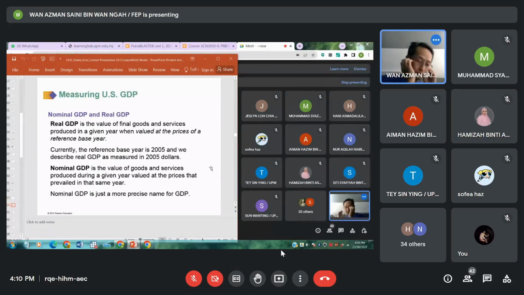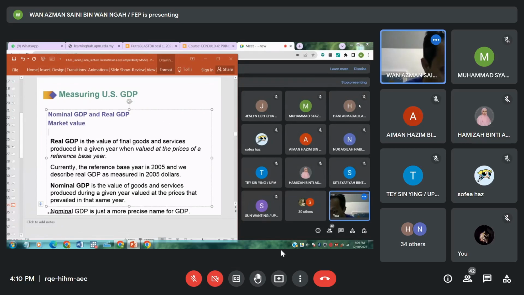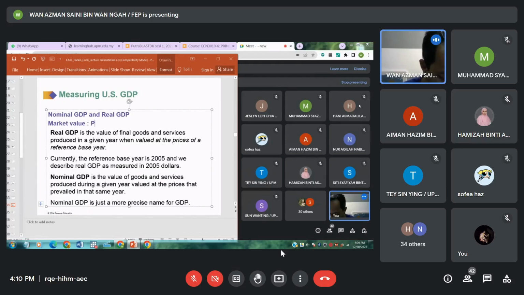So now, how do we compute market value? Market value is very simple. Market value is equal to P multiplied by Q. So this is the market value of goods produced in the economy.